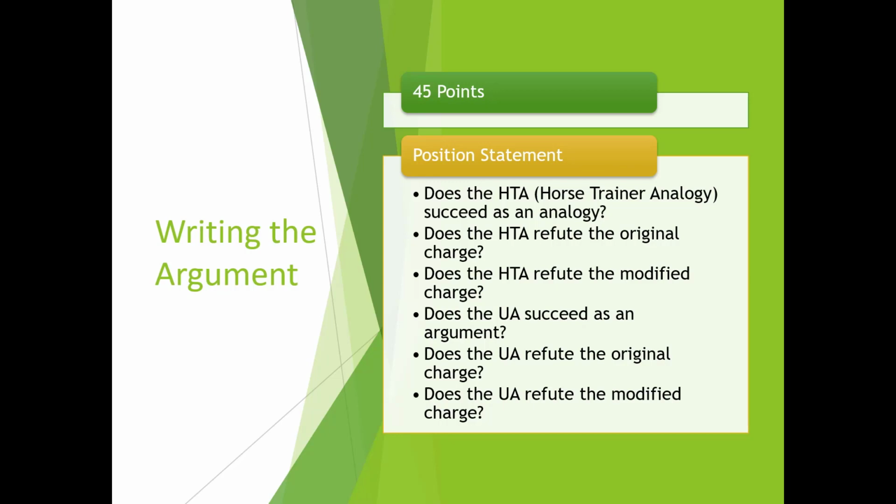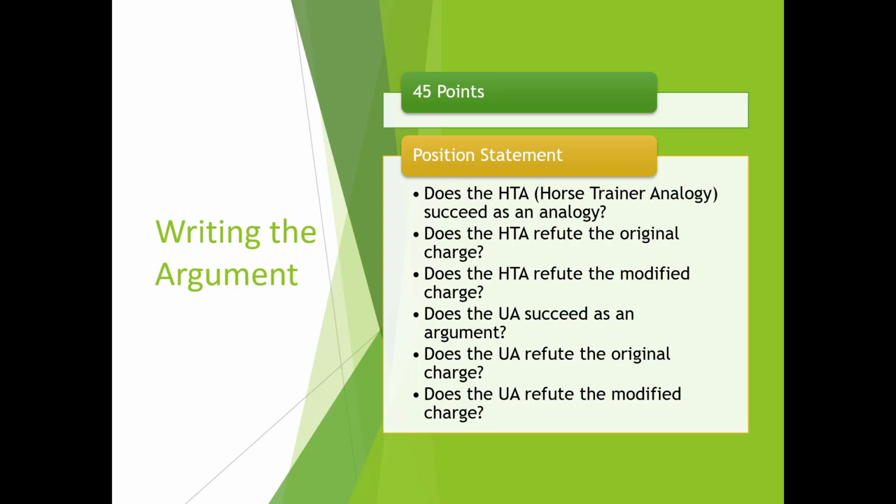intentional corrupter? And again, even though it seems like there's a lot going on here, you can take care of this in a single sentence. For example, you might say, it is my view that the unintentional argument succeeds as an argument, but it fails to refute the original charge, yet refutes the modified charge. Or you might say, the unintentional argument fails as an argument because a key premise is false. It does not refute the original charge. It does not refute the modified charge.